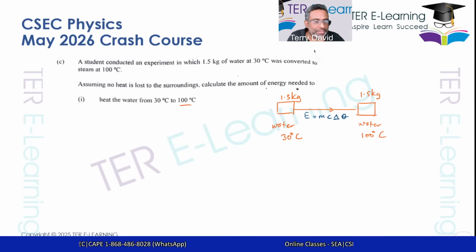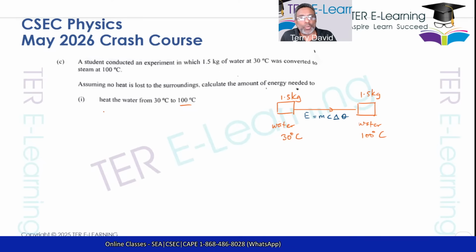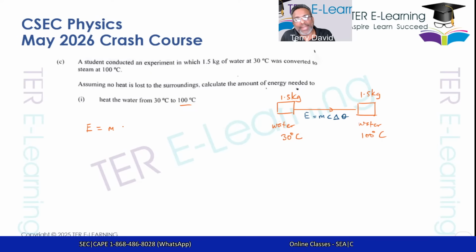Somebody's asking about the values. Yes, in the question, they're going to give you the values. I'm going to refer to what they give me in a sec. So first of all, let's work out part one. The energy required to raise the temperature of this water is going to be mc delta theta. That's the formula we use. So the mass of the water is 1.5 kg multiplied by C.